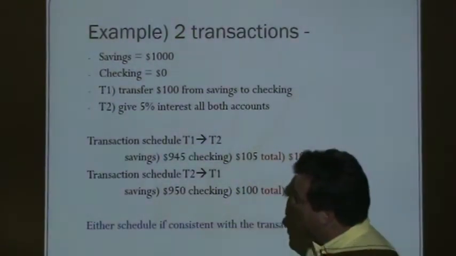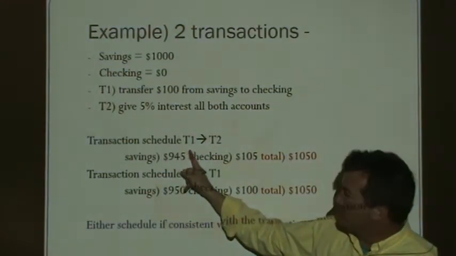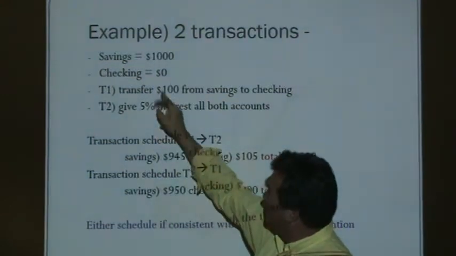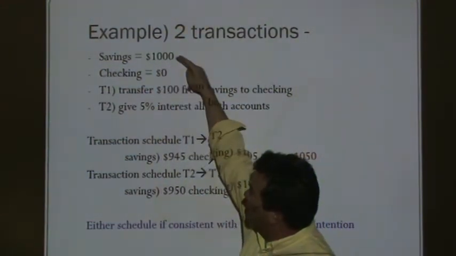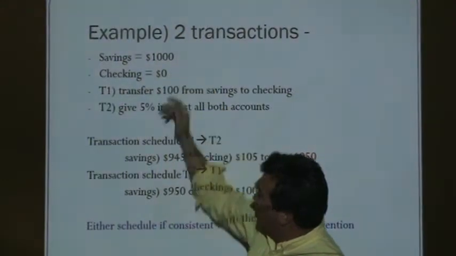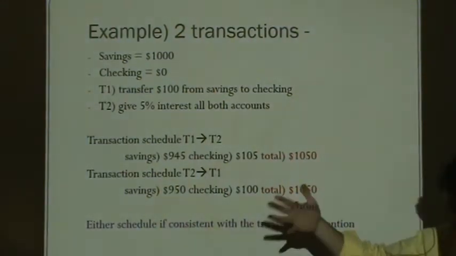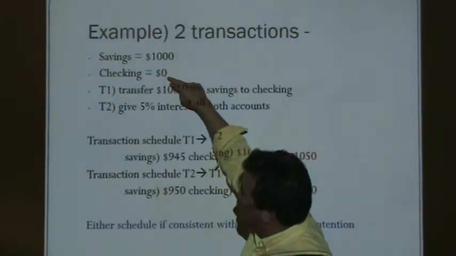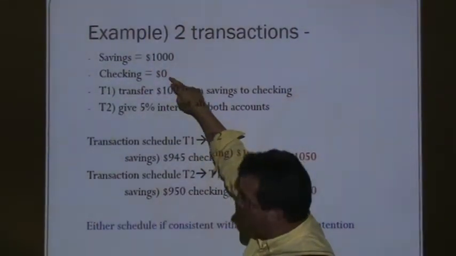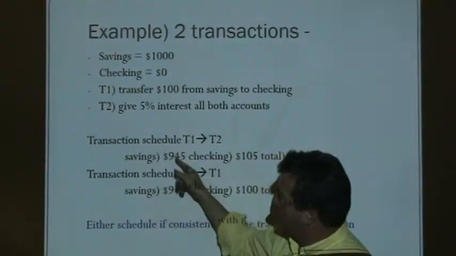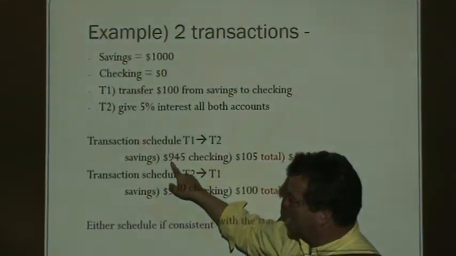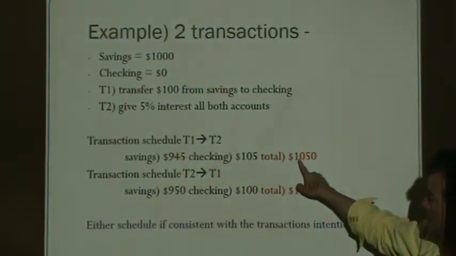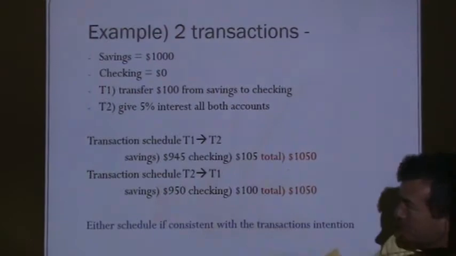So, for example, if transaction 1 happened first and transaction 2 happened second, if first $100 was transferred from checking to savings, and then both accounts were given 5% interest, the savings account would have $900, the checking account would have $100 after the first transaction was done. Then they both get 5% interest, and the savings account would go to $945 and the checking would go to $105. So the customer would have a total of $1,050.